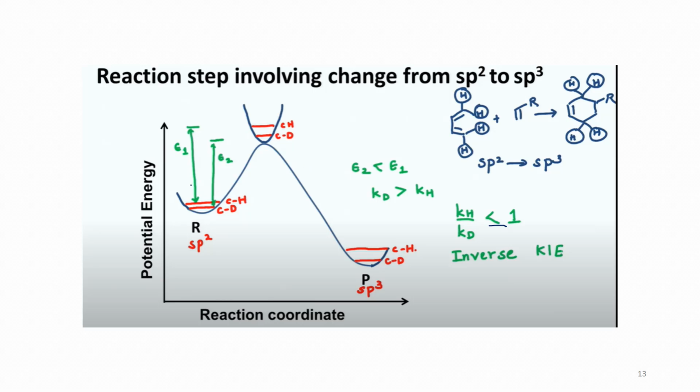Therefore, the energy gap of CH gets enhanced more than that of the CD, which leads to the rate of the reaction being reduced in case of CH. So CH reacts slower than CD. In that case, we will show a reverse kind of reaction, where kH/kD will be less than 1. So it will show an inverse kinetic isotope effect. Whenever this is a normal kinetic isotope effect, kH is greater than kD, and whenever there is an inverse kinetic isotope effect, kH is less than kD.